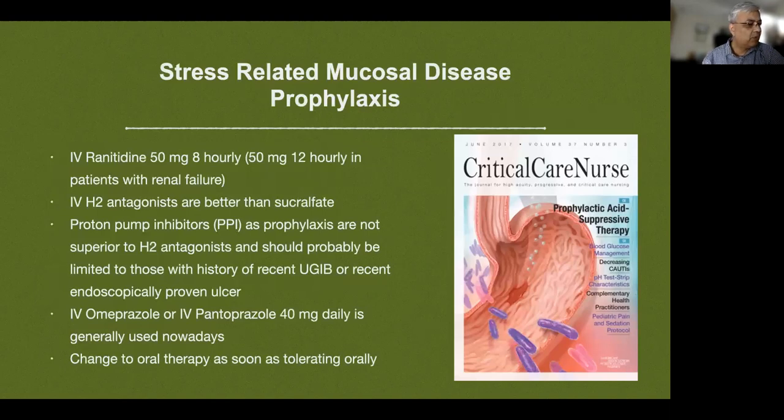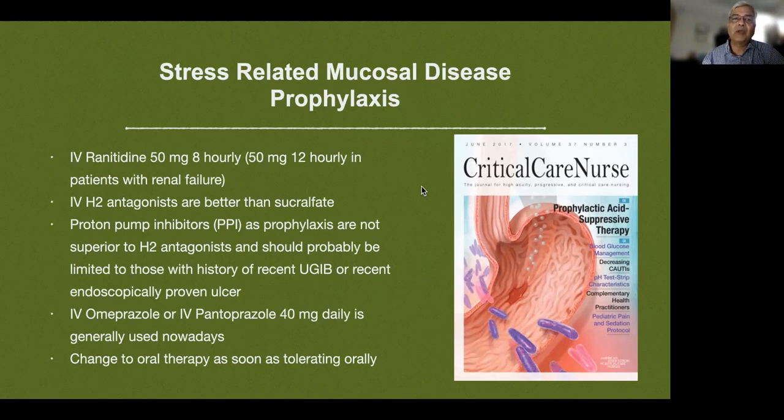In the ICU, we should also ensure that we give the patient prophylaxis against stress-related mucosal disease. That is, prevent patients from getting gastric erosions and ulcers. The most common drug used is intravenous ranitidine, 50 milligrams 8 hourly. We can also give ranitidine 50 milligram 12 hourly in patients with renal failure.